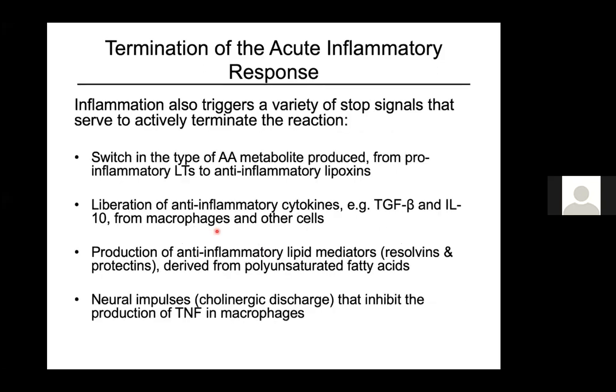I've also alluded to the mechanisms that are now switched on to produce stop signals, okay? So for example, for the arachidonic acid metabolites, instead of producing the pro-inflammatory leukotrienes, you get the lipoxins being produced. We'll see the importance of leukotrienes in the type 1 hypersensitivity reactions. We've talked about the anti-inflammatory cytokines, like transforming growth factor beta and interleukin 10, okay?